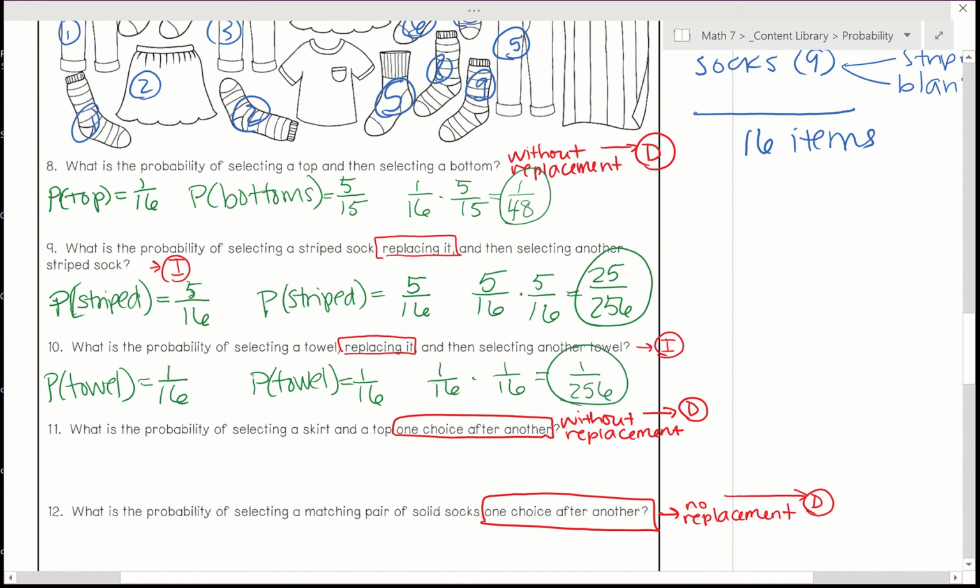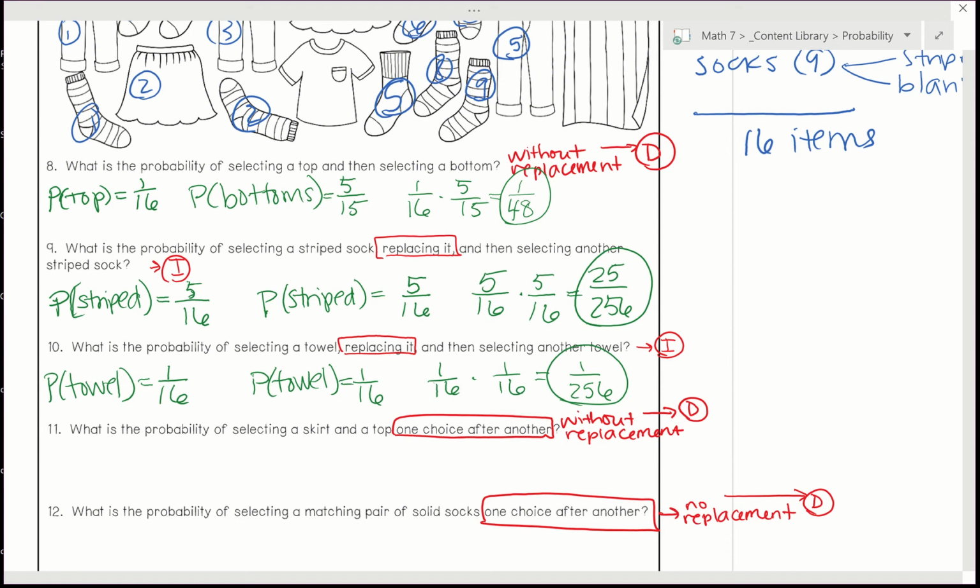That's not very likely, right? When you think about it, it's 16 items, and pulling out a towel randomly twice after replacing it is 1 out of 256 chance. That's not a lot.